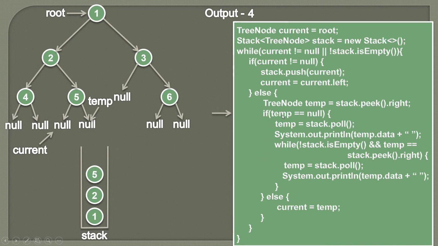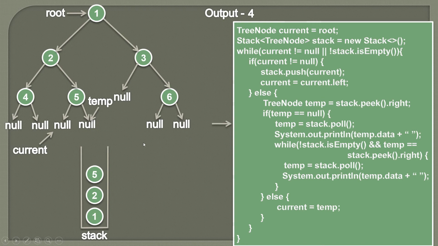And then we are simply providing this check because if temp is null, then we know that current is already pointing to null, which is the left part, and temp is also pointing to null, which is the right part. Which signifies that its parent has no left and right children. So we can simply visit the parent now.